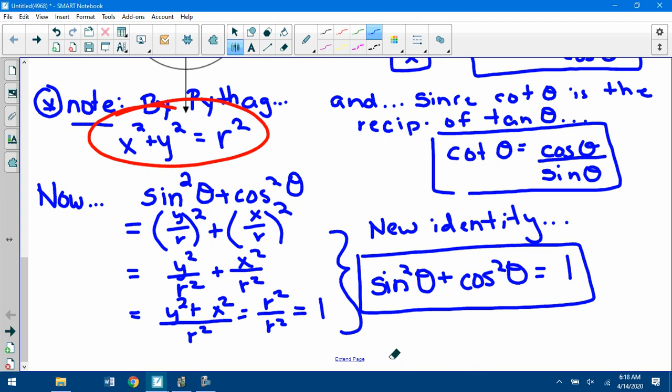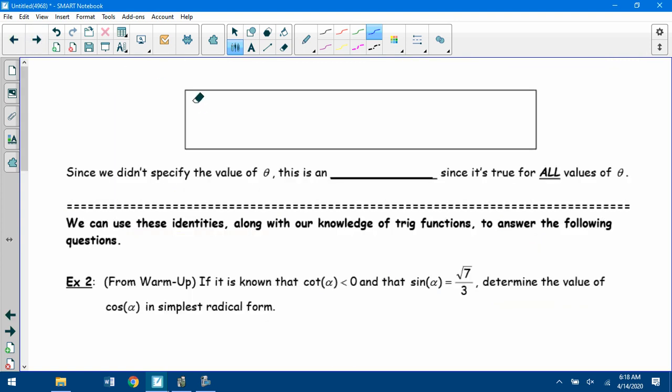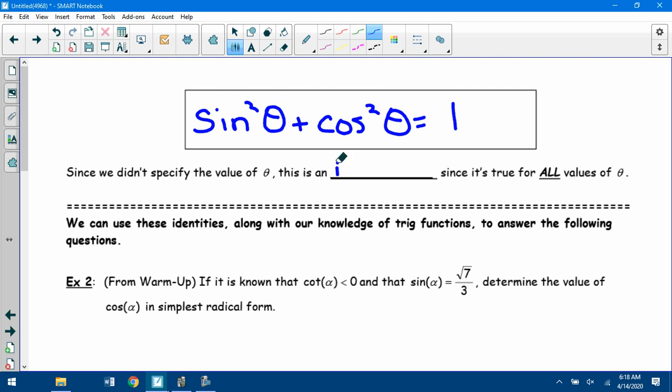Okay, so I'm going to flip the page. We'll do some examples. So in this box, I'm just going to put that identity again. Sine squared theta plus cosine squared theta equals 1. And what I keep saying is we didn't specify the value of theta. It could have been any angle on that picture. This is an identity as opposed to an equation. This is true for all values of theta.